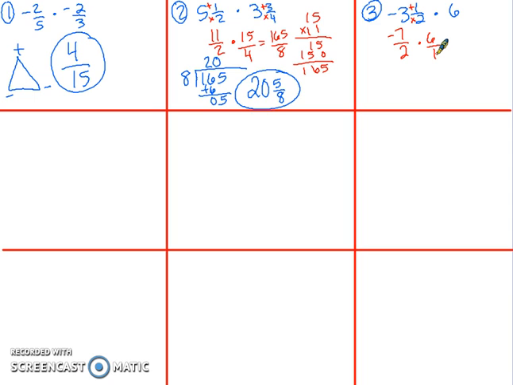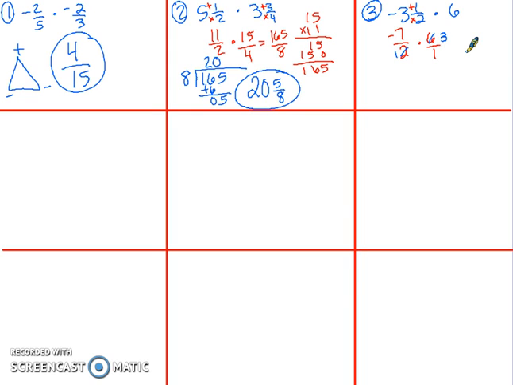I'm going to look and see if anything will simplify. 7 will not simplify by 2 or 1. 6 will simplify by 2. So I need to look and see what number will go into 2 and 6. That is 2. So I'm going to divide 2 by 2. That's 1. And 6 by 2 is 3. All I'm doing is simplifying before I multiply. That way I have smaller numbers to deal with.